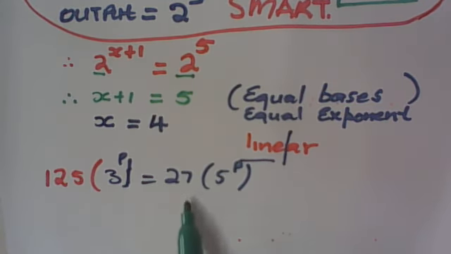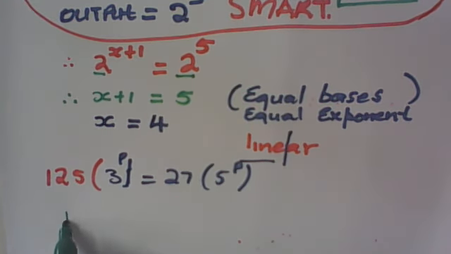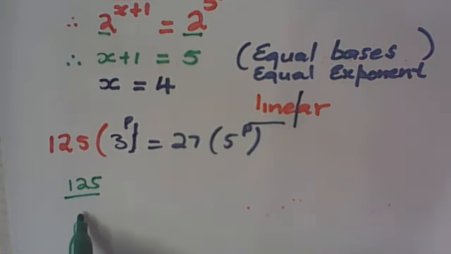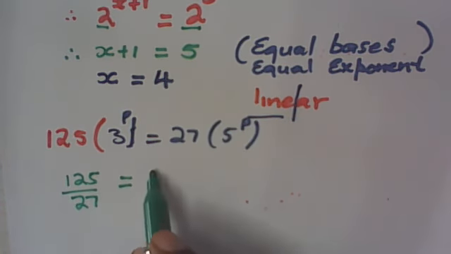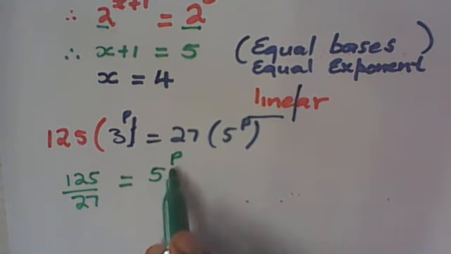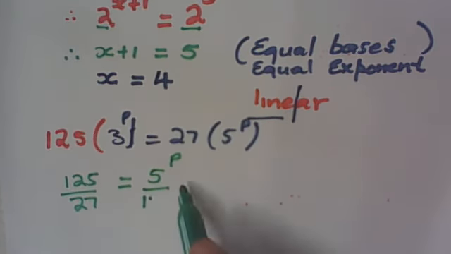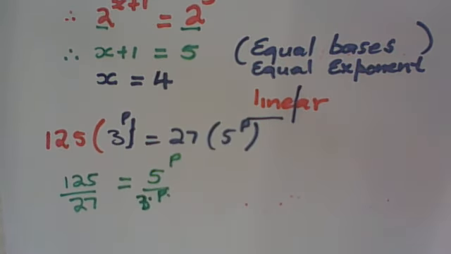You undo. Brackets mean multiplication, and you undo multiplication by division. This is going to divide. That is 7, that will be 125 divided by 27, and that will be equal to 5 to the power p over 3 to the power p, since the 27 came to the other side.